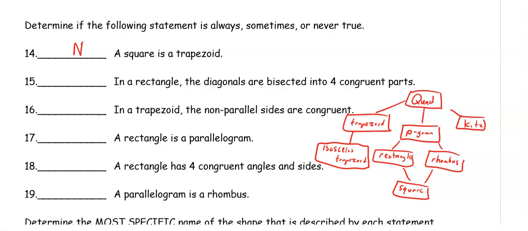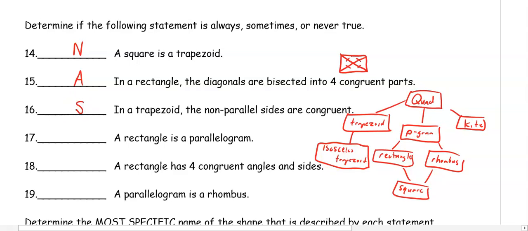15, in a rectangle, the diagonals are bisected into four congruent parts. Well, that's a property of a rectangle. Remember, we just talked about before that the diagonals are bisected into four equal parts because the diagonals are congruent. So this is always. In a trapezoid, the non-parallel sides are congruent. Well, a trapezoid doesn't have any congruent sides, but an isosceles trapezoid does, so this would be sometimes.